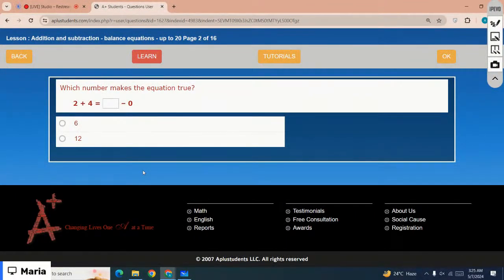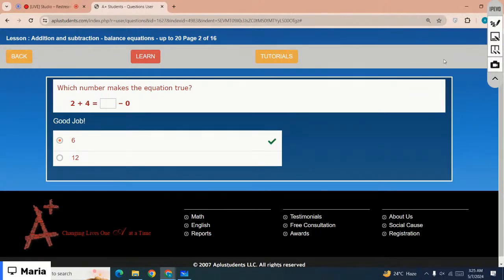Which is the correct option? Yes, that is 6 minus 0. 6 is the correct option, right? 6 is the number that makes the equation balance.